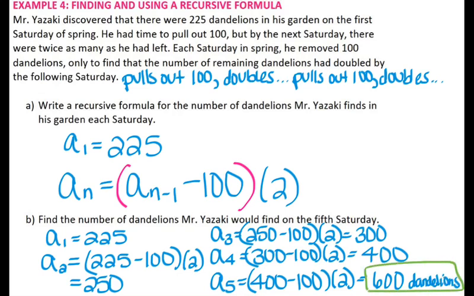So again, this recursive sequence was not arithmetic or geometric because we were not adding the same number every single time and only doing that, and we were not multiplying by the same number every single time. It was a combination of both, where he was pulling out 100, so subtracting 100, and then it doubles. So this is its own recursive sequence, but it is recursive because we have to use the previous terms to be able to find the new terms.